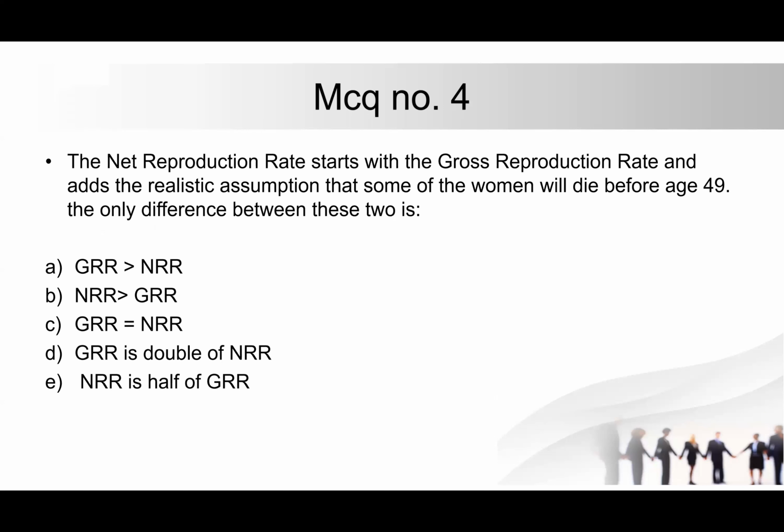MCQ number 4. The net reproduction rate starts with the gross reproduction rate and adds the realistic assumption that some of the women will die before age 49. The only difference between these two is: GRR is more than NRR; NRR is more than GRR; GRR is equal to NRR; GRR is double of NRR; NRR is half of GRR. It's A. GRR is more than NRR.